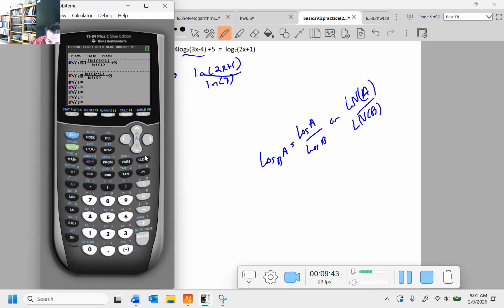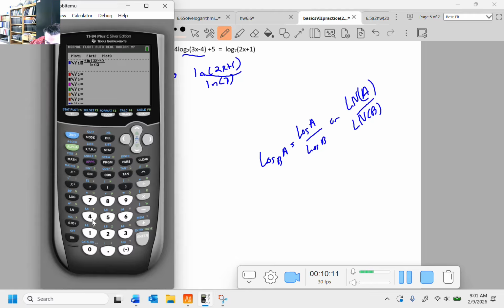So I'm at y equals, clear out what I got there. Let's see, I got a 4. Then I'm going to go to math, num, n over d. Numerator over denominator if you're a little dense. And it put the 4 up top, which is fine. It can be there. We had a 3x minus 4. Not looking at the right spot here. And that's over the natural log of 2.